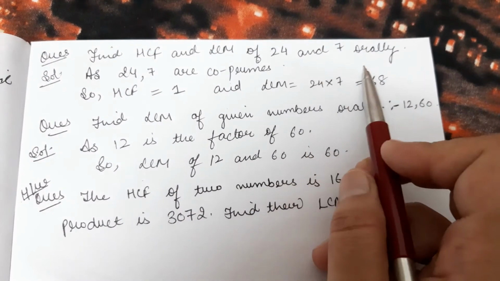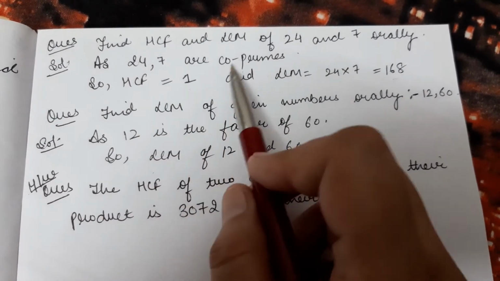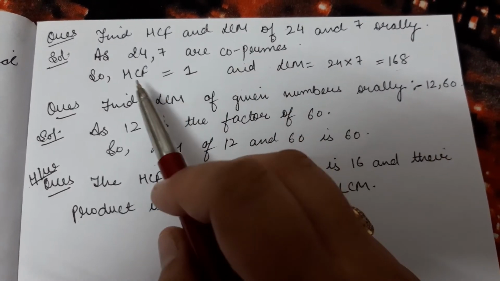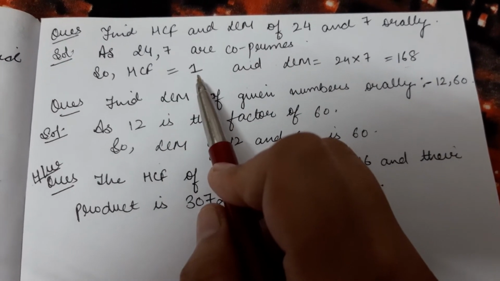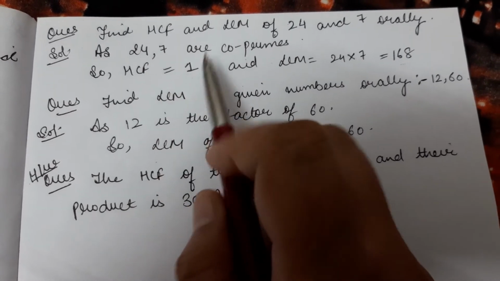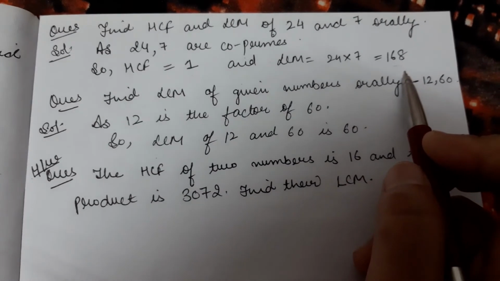Next is, find HCF and LCM of 24 and 7 orally. As we know, 24 and 7 are co-prime numbers, and we have done in the properties that if two numbers are co-primes, then the HCF is 1 and LCM is the product of the numbers. So HCF is 1 and LCM is 24 multiplied by 7, that is 168.